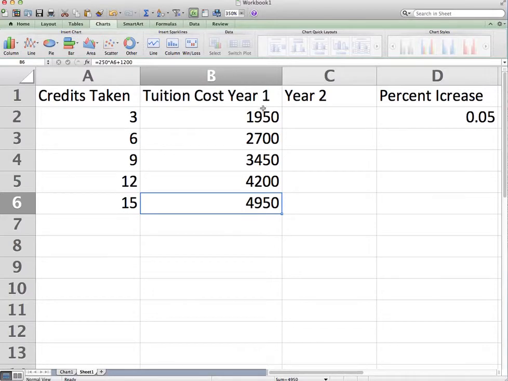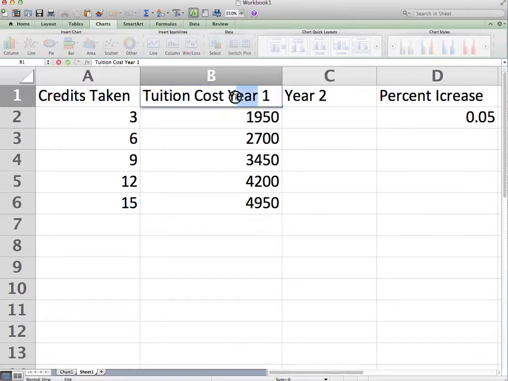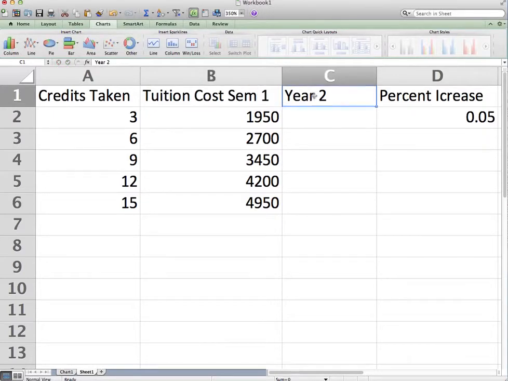And I put 1 year, actually it should be semester 1, I would guess. And this would be semester 2. But you could look at it as year 1, year 2. And then what I was going to do here is say, okay, let's say there's a 5% increase for semester 2 in the credits.